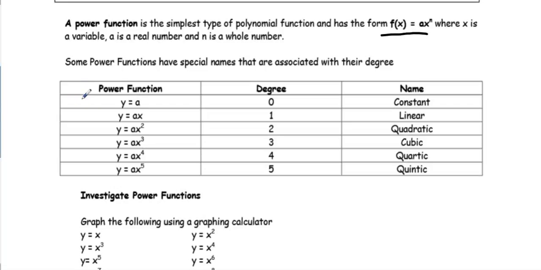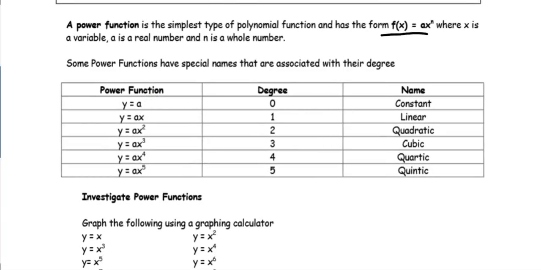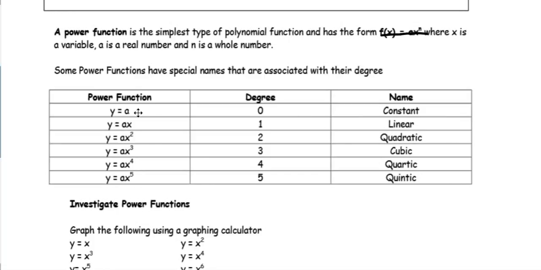Okay, so some examples of power functions, y equals a, because there's an invisible x to the 0 here that I cannot write in here. This is x to the 1, x to the 2, x to the 3, etc. Okay? The exponent is the degree, so that invisible x to the 0 means the degree is 0. Degree 1, 2, 3, obviously 4 and 5.